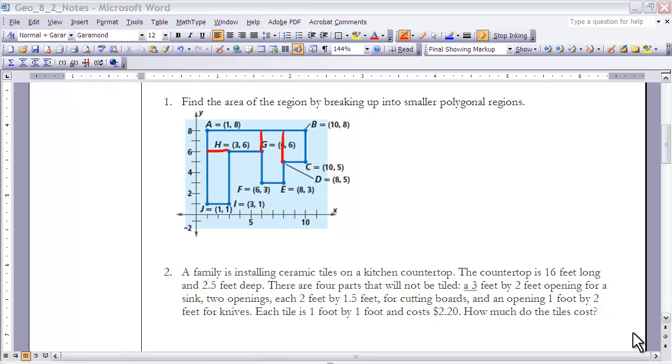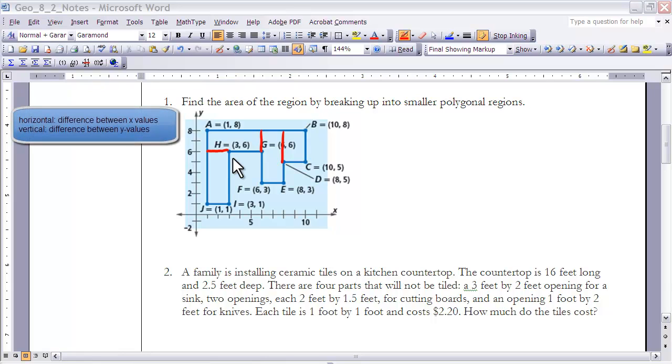Okay, so as I look at this, I've divided my figure up. Now, this is certainly not the only way that you can do it, but I've divided my figure into all rectangles, and now I need to find the area of each of those rectangles. To do that, I have to look at the ordered pairs to find the length and width of each of those rectangles. So as I look at this first rectangle, I'm going to call this rectangle 1 right here.